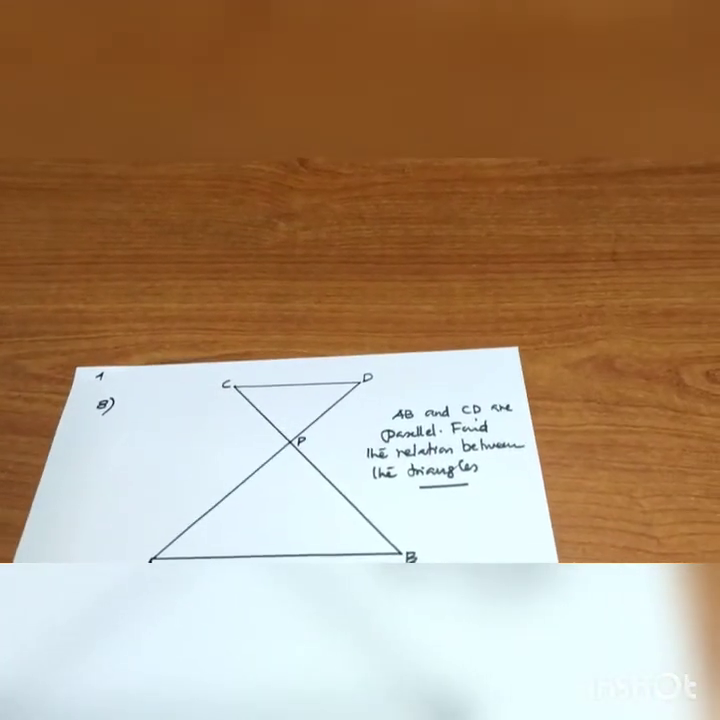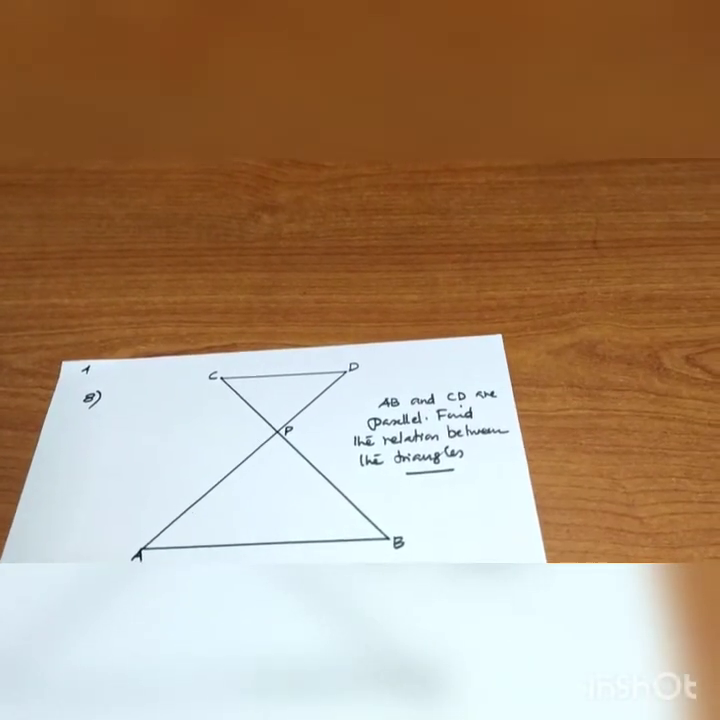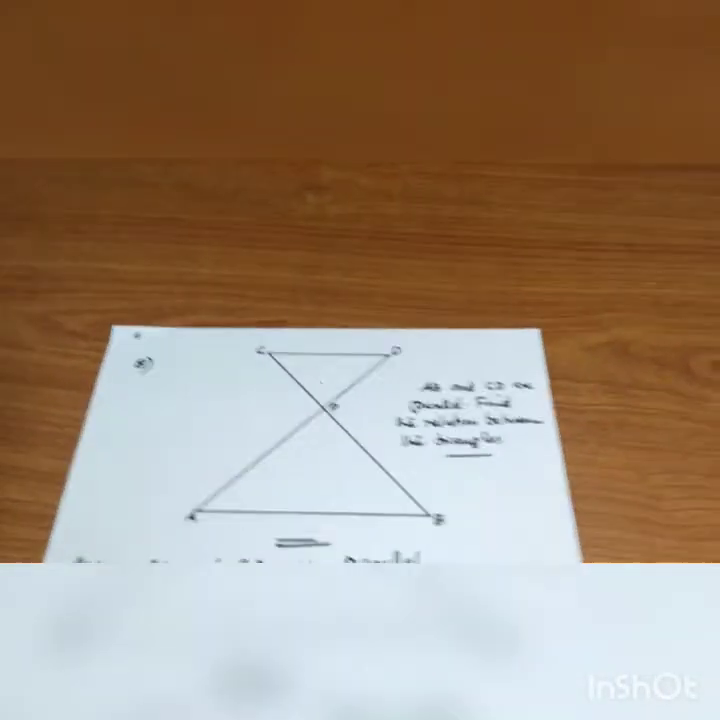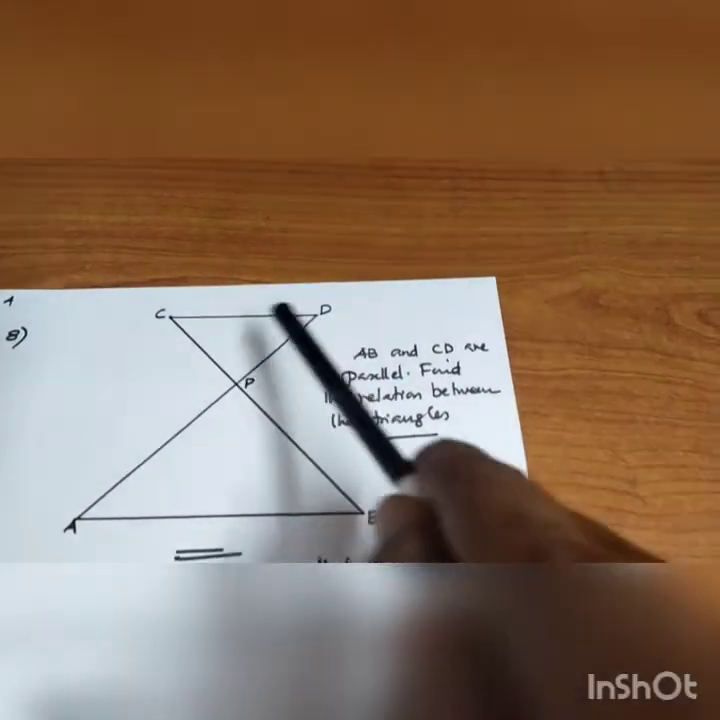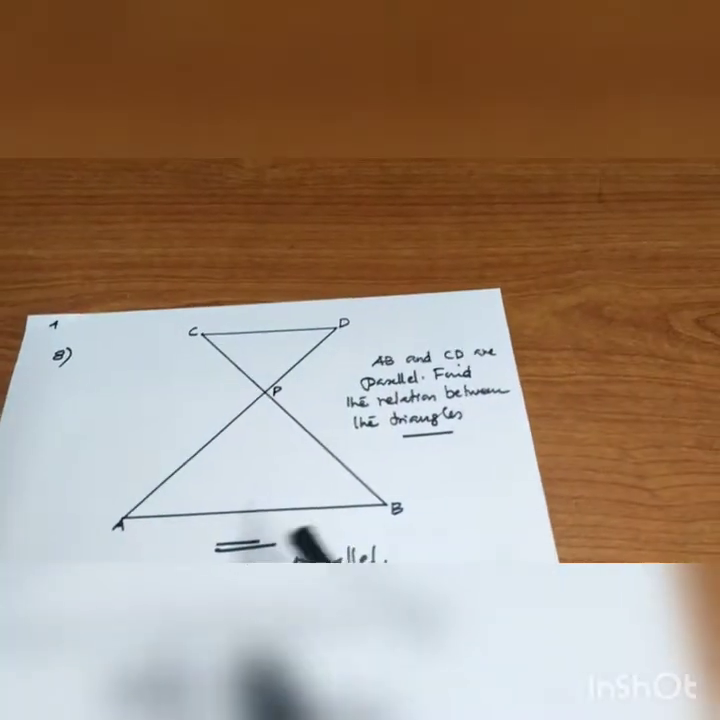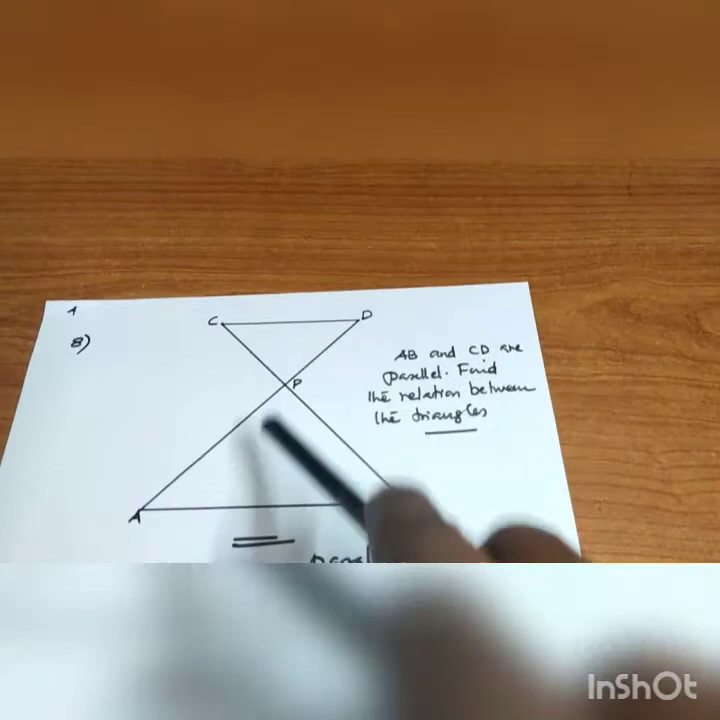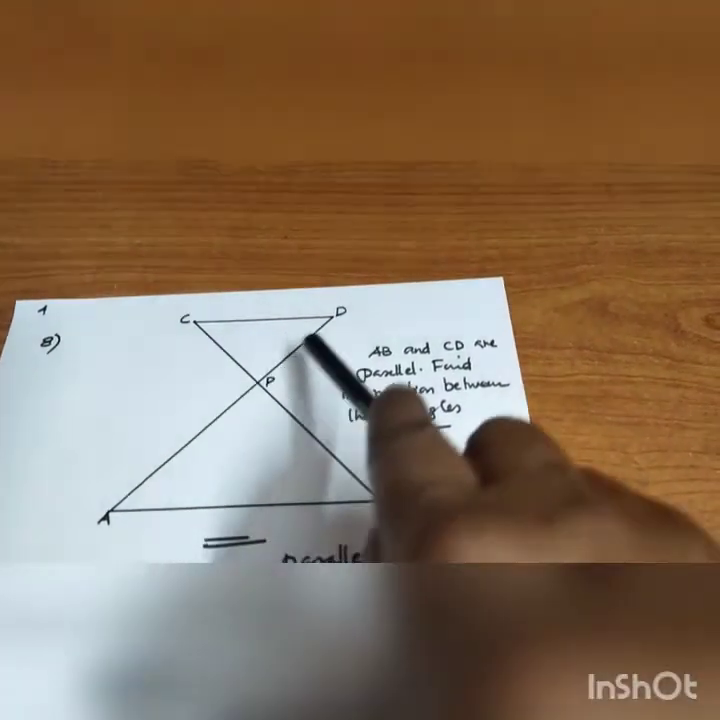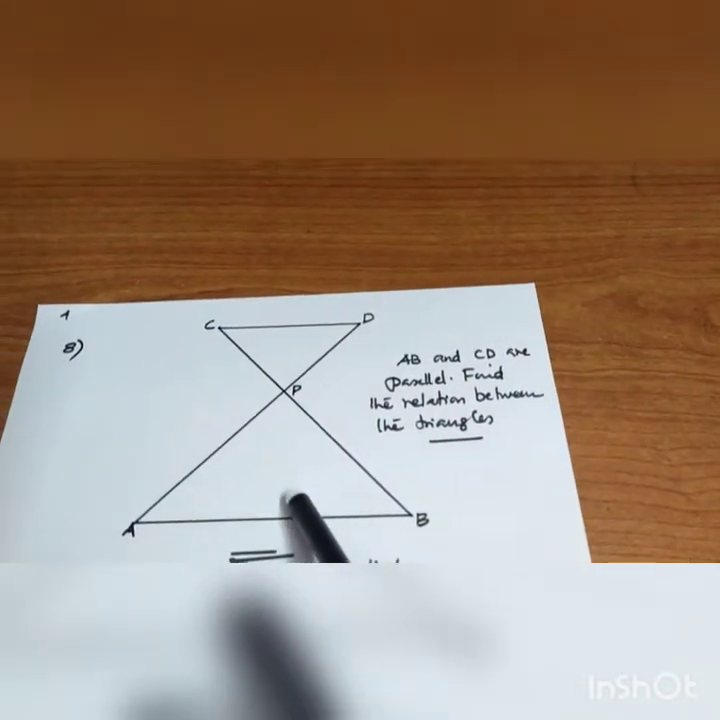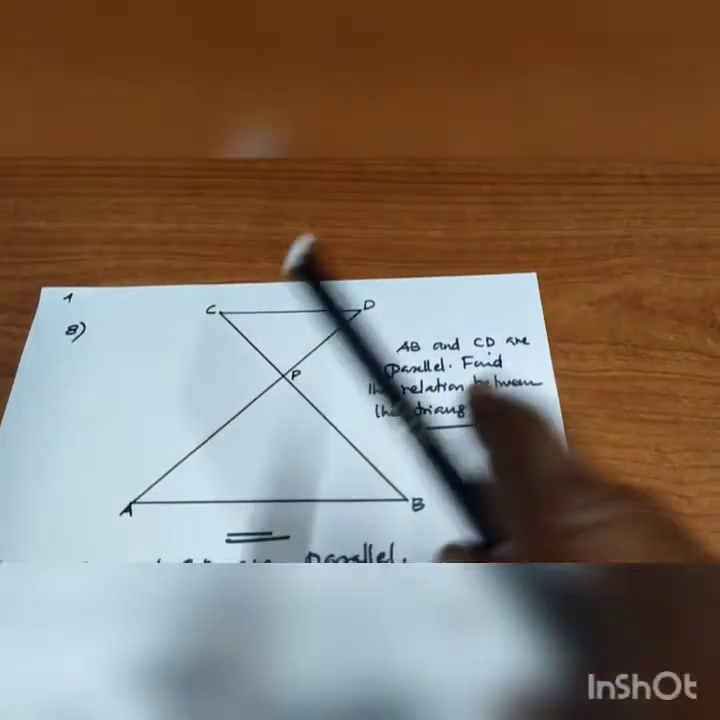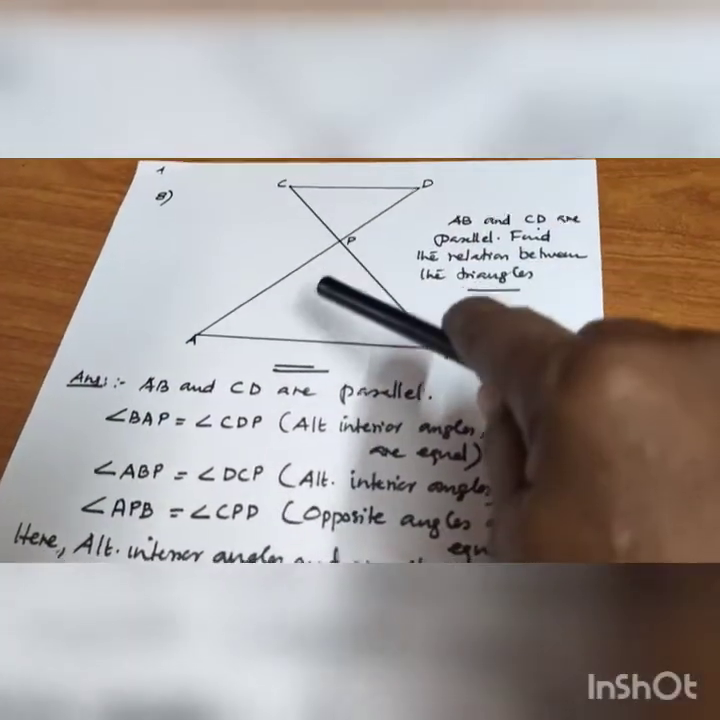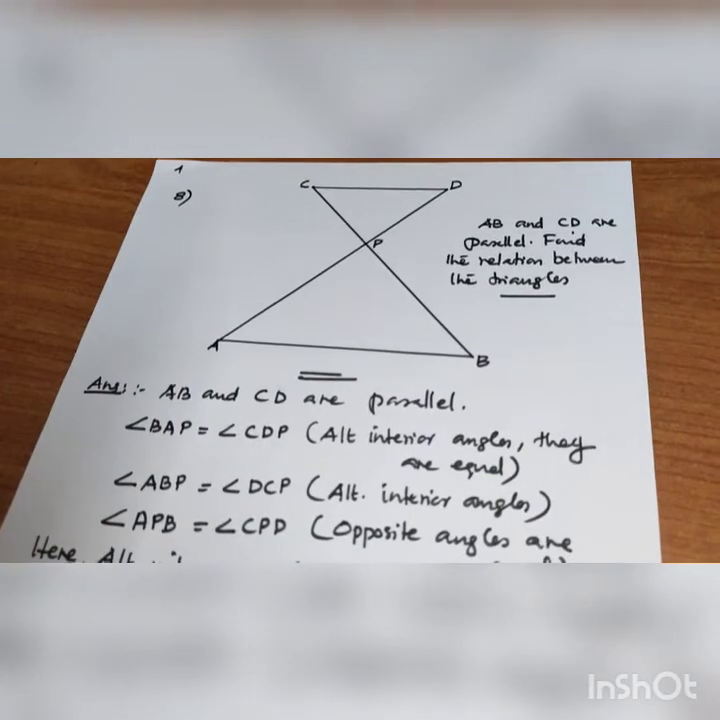Like the problem we did before. Here, angle APB and angle CPD are equal because they are opposite angles. There is a pair of parallel lines, and alternate interior angles are equal, opposite angles are equal. Therefore, the measurements of these two triangles are the same.